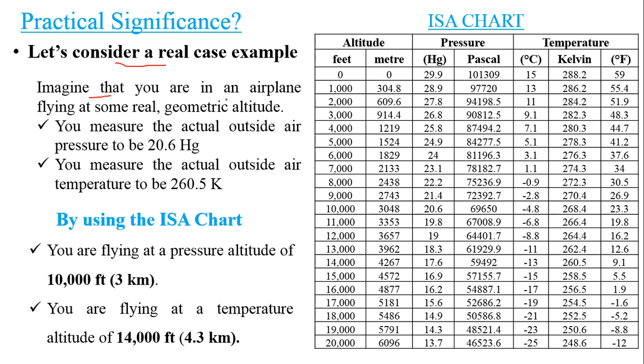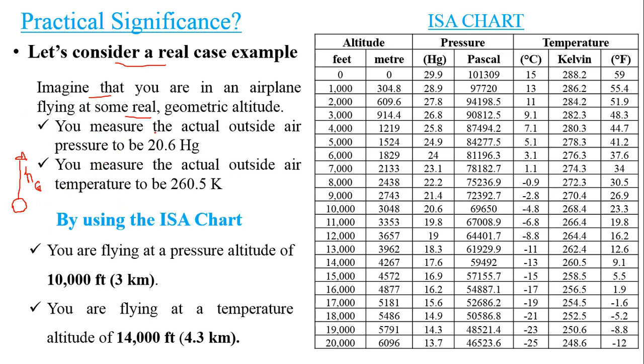Imagine that you are in an airplane flying at some real geometric altitude. Geometric altitude is nothing but the height from the surface of the earth or mean sea level to the point of reference. So let us consider that we are flying at some particular geometric altitude, which is denoted as Hg.